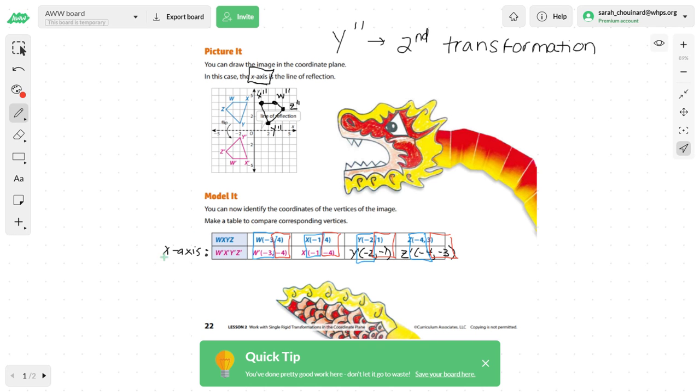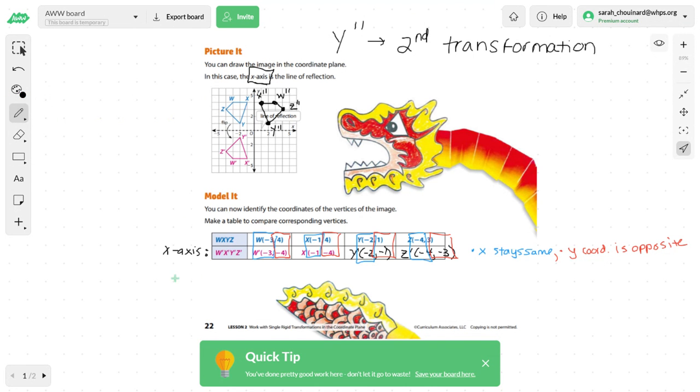So for a reflection over the x-axis, the x coordinate is going to stay the same. It's the y coordinate that changes. And what we're going to say is the y coordinate is opposite. So since they were all positive, they became negative. If it was the other way around, if they were all negative, they would become positive. So the y coordinate just changes its sign.